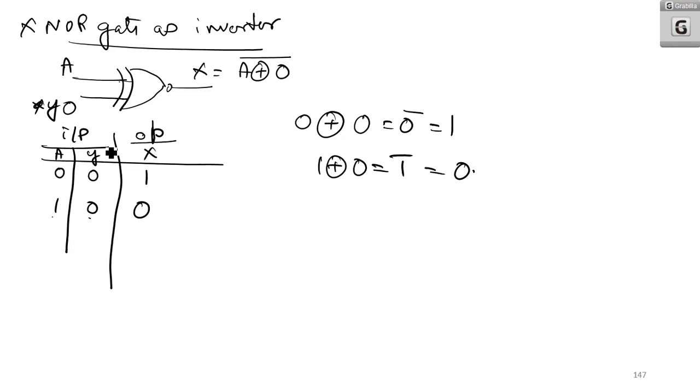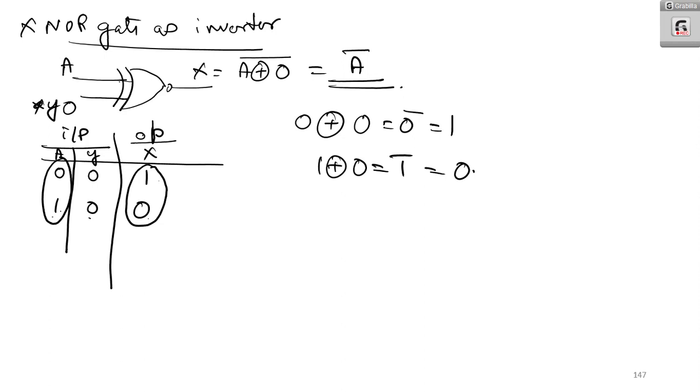Therefore what we can say is that the output column is the complement of A. That means when A is equal to 0, X is equal to 1, and when A is equal to 1, X is equal to 0, provided Y is equal to 0. Therefore if one of the inputs is 0, we get a complement. That is the way in which the XNOR gate can act as an inverter. Hope you have understood the concept.